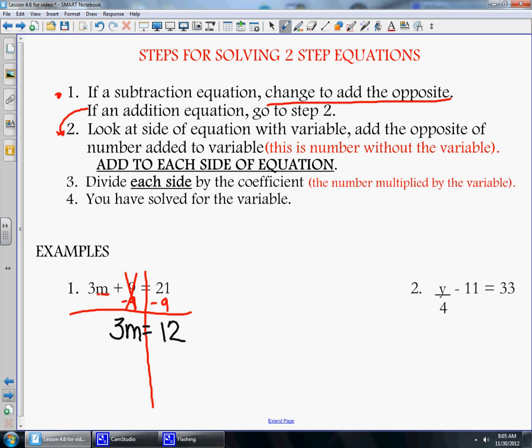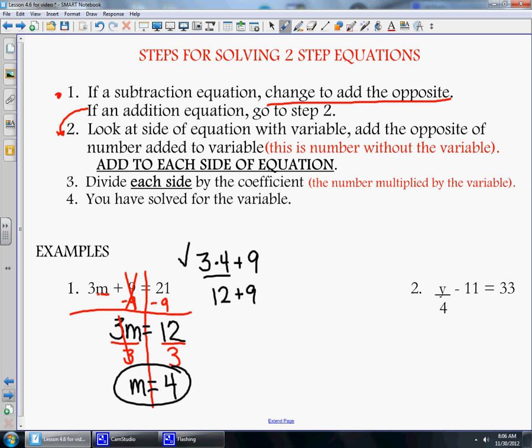Now we're going to divide by the coefficient, or the number in front of the variable. So we divide by 3. 3m divided by 3 is just 1m, or m. And 12 divided by 3 is 4. So the solution to this equation is m equals 4. We can check to make sure our answer's right. 3 times 4 plus 9. 3 times 4 is 12. 12 plus 9 is 21. So it checks. That's correct.